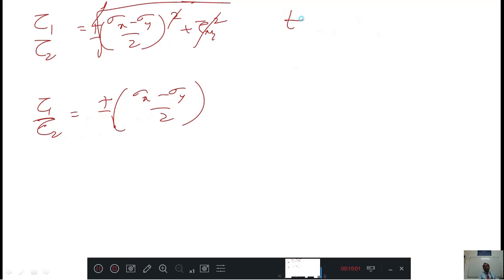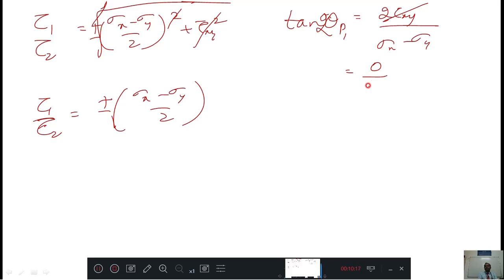Then the orientation of principal planes: tan 2 theta p1 equal to 2 tau xy divided by sigma x minus sigma y. But tau xy is not there. Therefore, this becomes what?